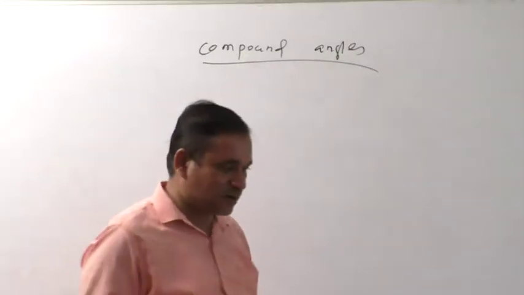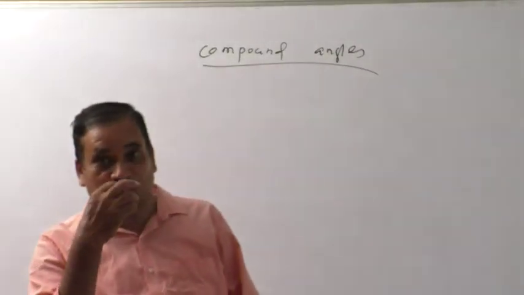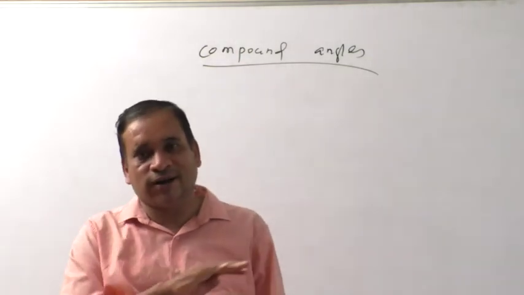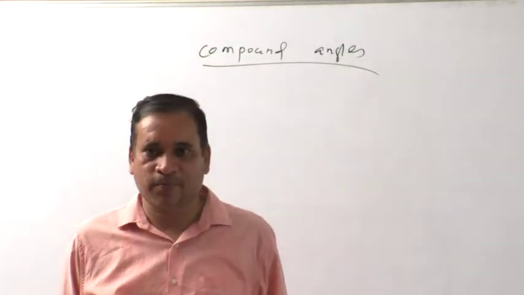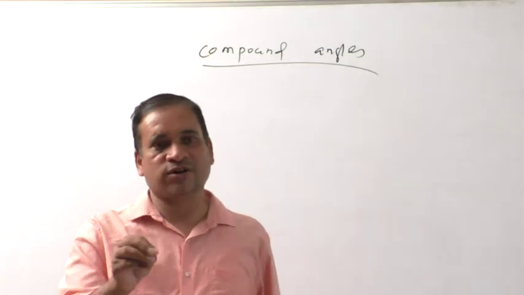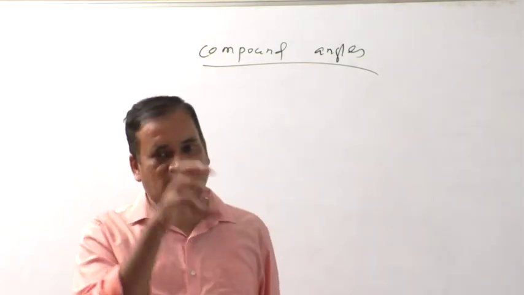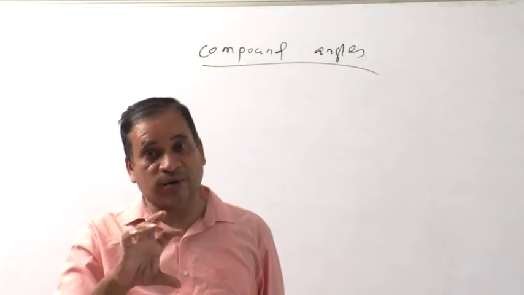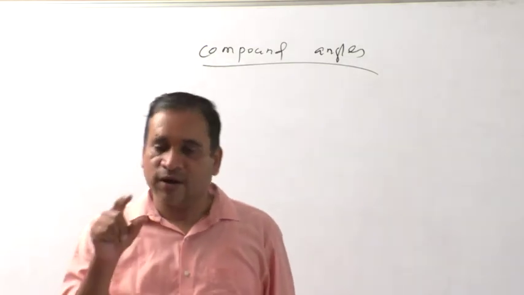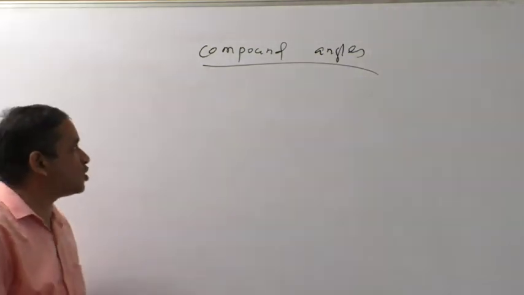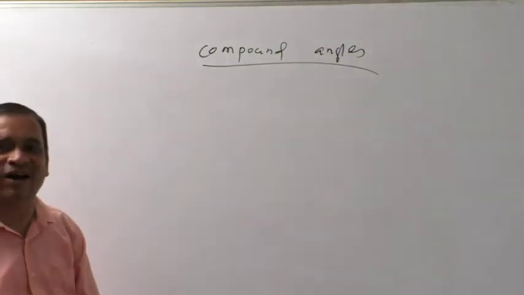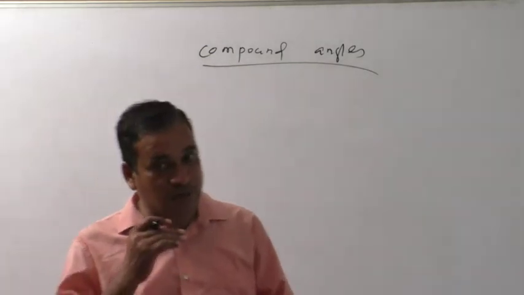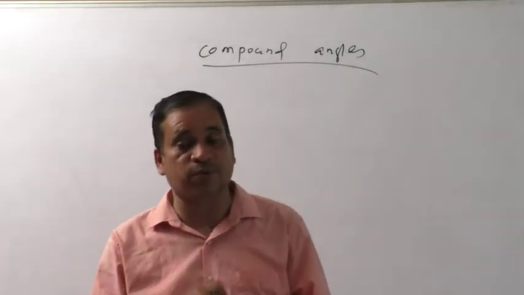My dear students, we are going to read continuously a series of trigonometry. In the first video I discussed the ASTC rule, fundamentals of trigonometry, and how to solve trigonometry by converting to acute angles. Now we will discuss compound angles. Compound angles means sin A plus B, cos A plus B, tan A plus B. This is the most important question, the most important formula.